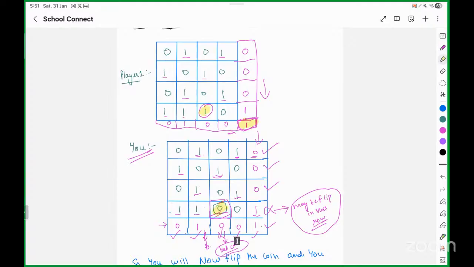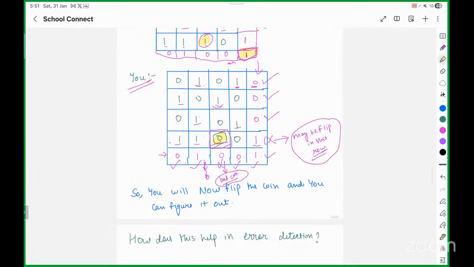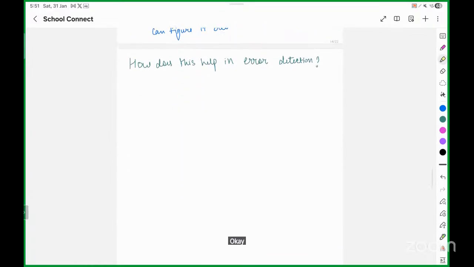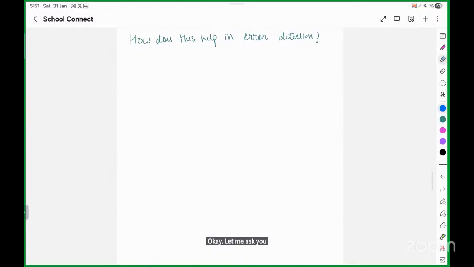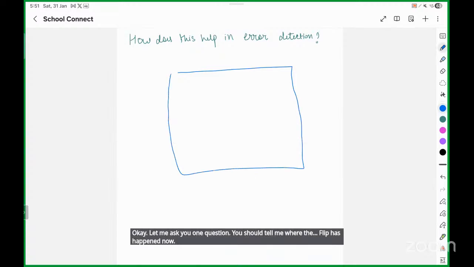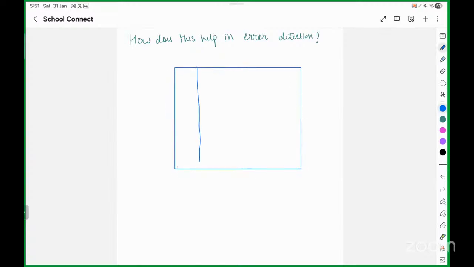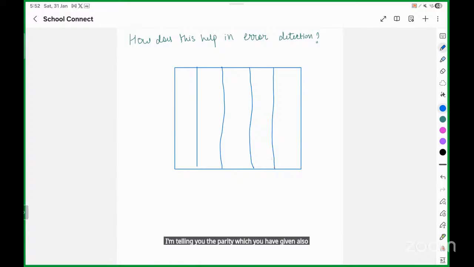I hope this is clear. Or if you have any doubts, okay, let me ask you one question and you should tell me where the flip has happened now. I'm telling you the parity which you have given also to me.